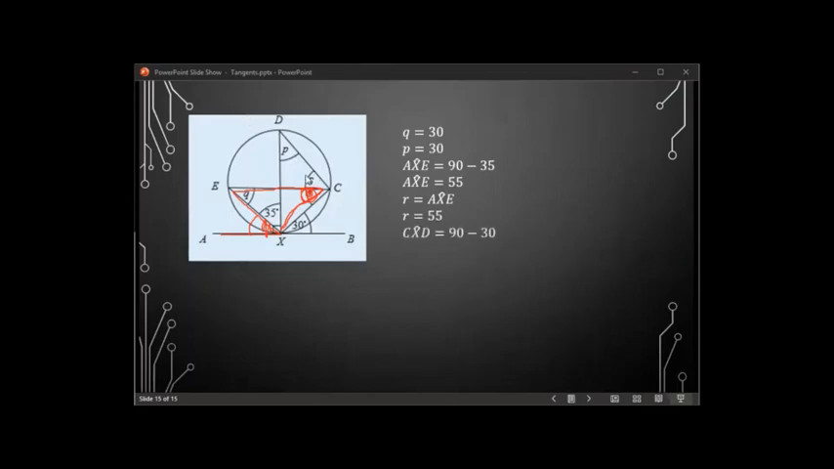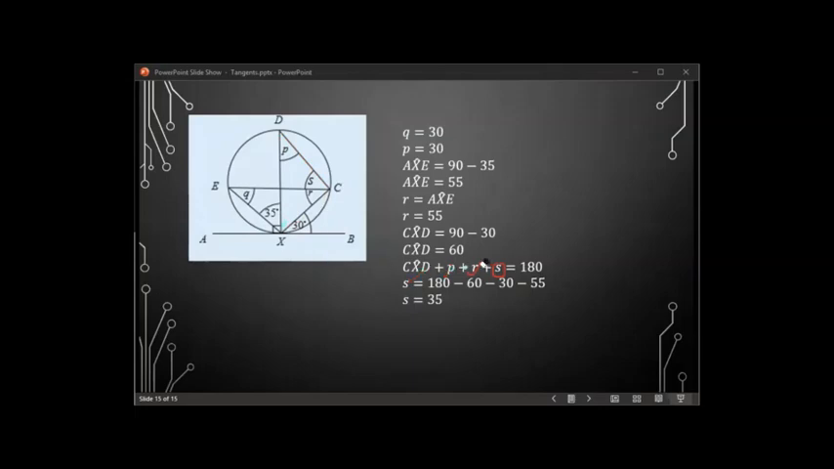Then you can write CXD, I'll erase this. CXD is equal to 90 minus 30. CXD, this one is equal to 90 minus 30. So 90 minus 30 is 60. And considering the sum of interior angles of this triangle, you can write CXD plus P plus S plus R is equal to 180. So we know P, we know R, we know CXD. So you can find out S. So S is equal to 35 degrees. So that's how you get the answer.